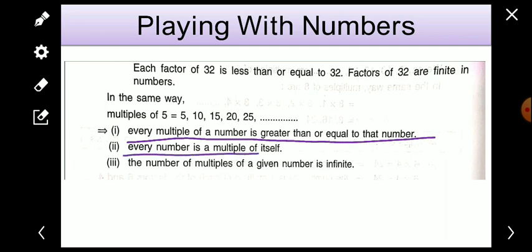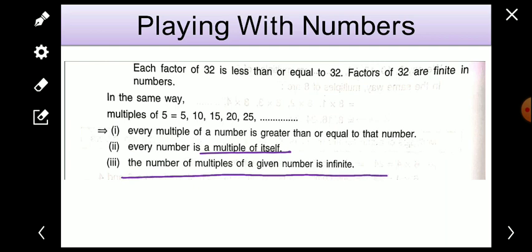Every number is the multiple of itself. You can see that 5 is the multiple of 5, 6 will be the multiple of 6, 7 will be the multiple of 7. So every number is the multiple of itself. The number of multiples of a given number is infinite. If I ask how many multiples there are of 5, then that will be countless. The number of multiples is countless, it is infinite.